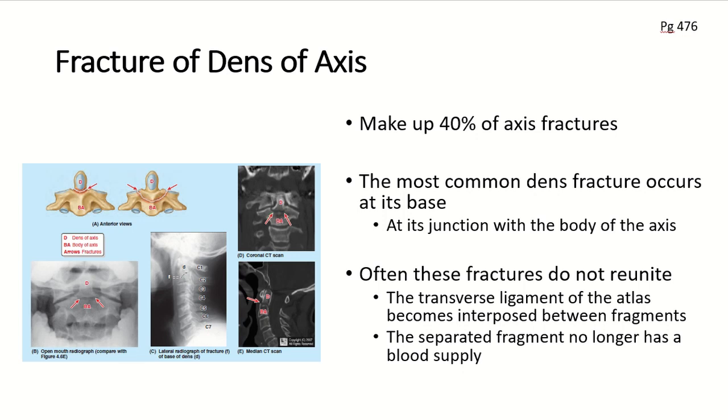Often these fractures are unstable and do not actually fuse and reunite with the bone from which they came, because the transverse ligament of the atlas becomes interposed between fragments. And what I mean by that is that ligament actually gets in there so the bones cannot reunite. So sad. And another problem is that the separated dens fragment, when it comes up, no longer has any kind of blood supply, which results in avascular necrosis, or death, so to speak, of that bone fragment. This type of fracture heals more readily, though, because the fragments retain their blood supply.